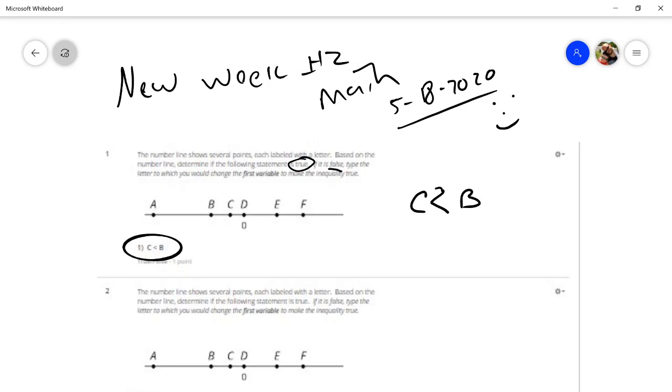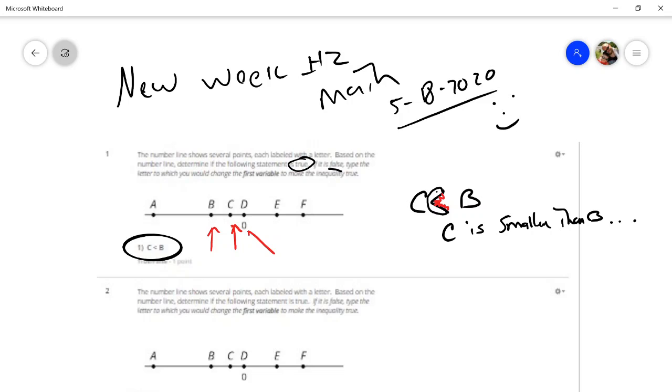Remember, the symbol is kind of like a little Pac-Man, with little jagged teeth, and he's going to go towards the bigger one. So he's saying that C is smaller than B. B is bigger. So let's go over here. C is smaller than B.